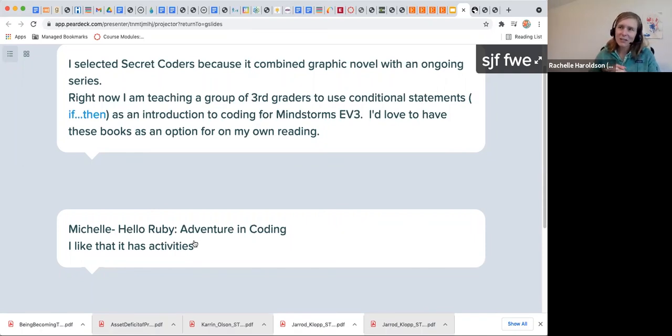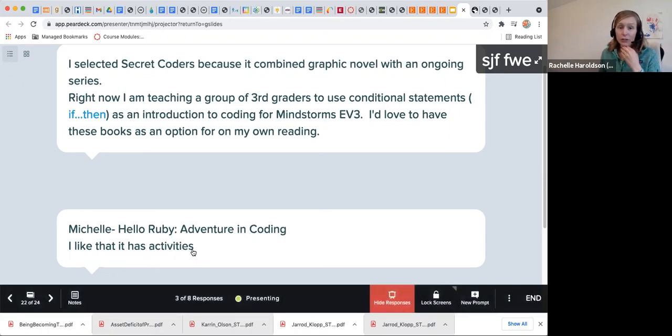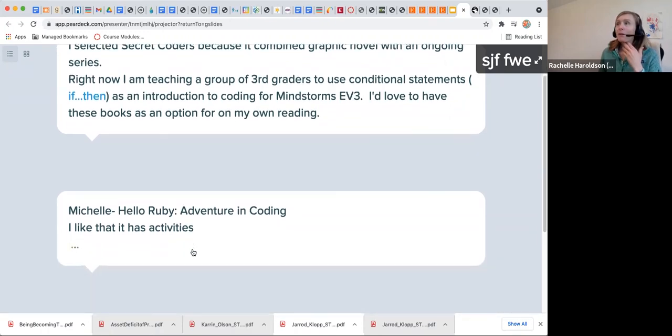Yeah, the activities in the back of the book of Hello Ruby are really great and can really support the work that you're doing in the classroom. And they're right there ready to go for you.